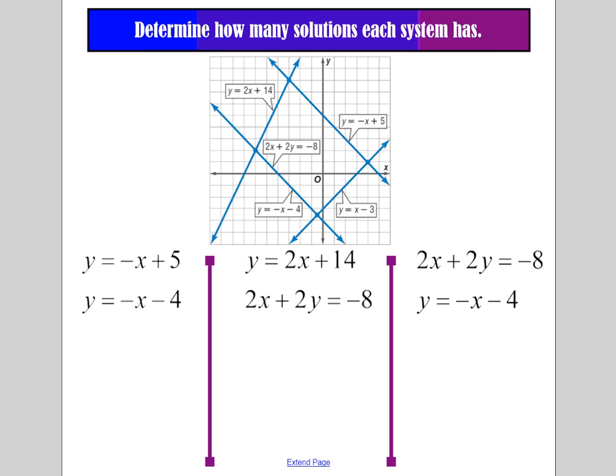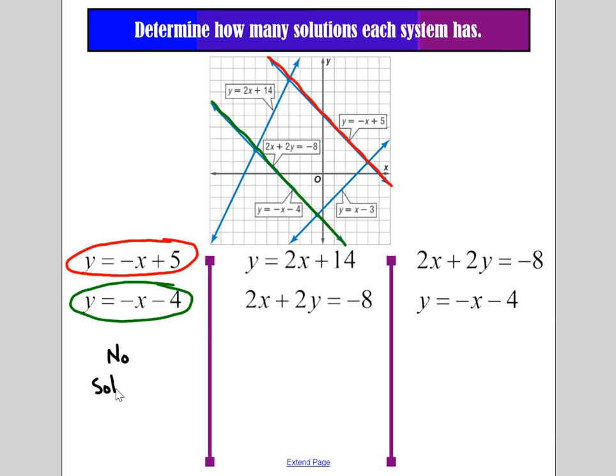Let's look at our examples here. It says to determine how many solutions each system has. So for our first example, I have y equals negative x plus 5. That equation is right there. Next up, I have y equals negative x minus 4, which is this line right here. And it's pretty obvious to see that they have no solutions, so we write no solutions because they never cross.